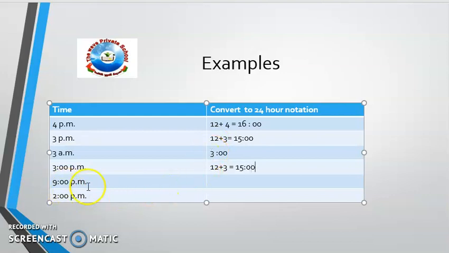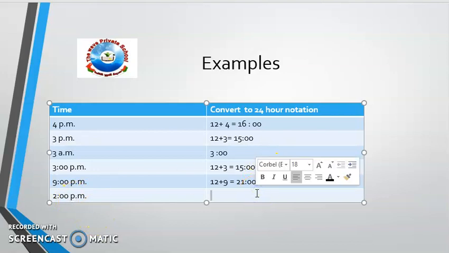Same with 9 p.m. You saw p.m., so you have to write 12, then do addition, then this 9 will come here, then you add 12 plus 9, 21. So this: 2 o'clock p.m., you have to do it. You have 10 seconds. Tell me the notation time. What do I have to do for 2 o'clock p.m. to convert this into 24-hour notation?